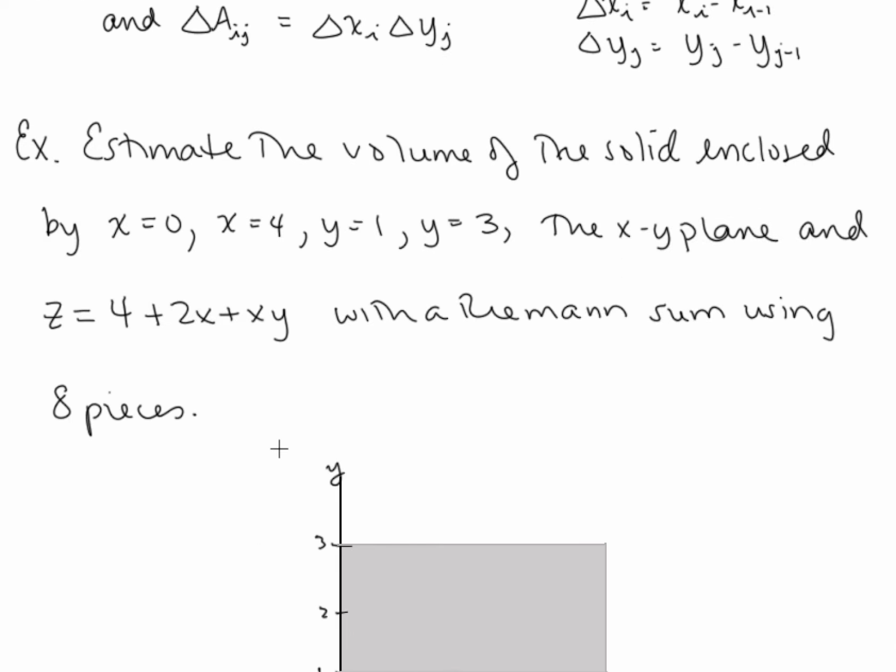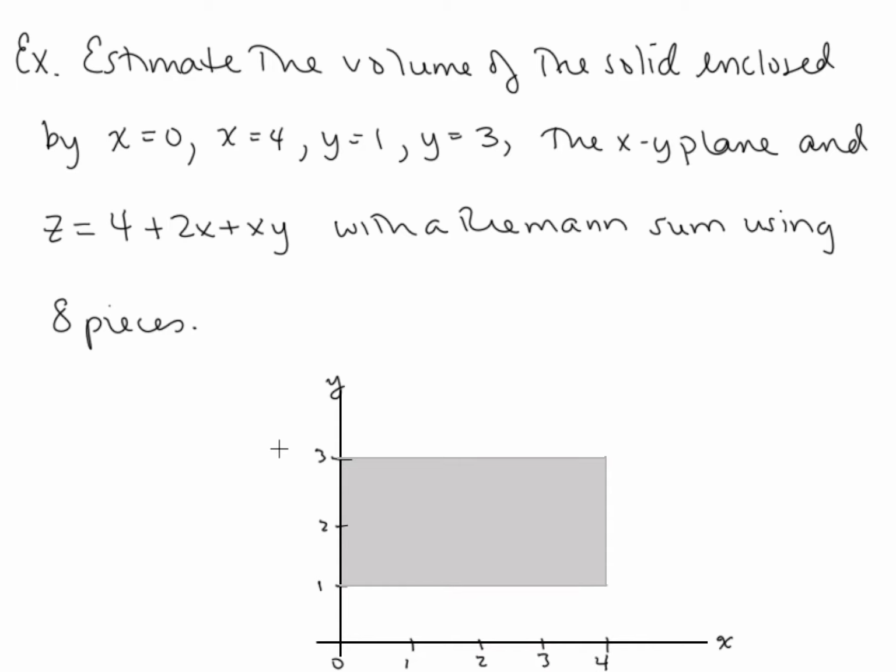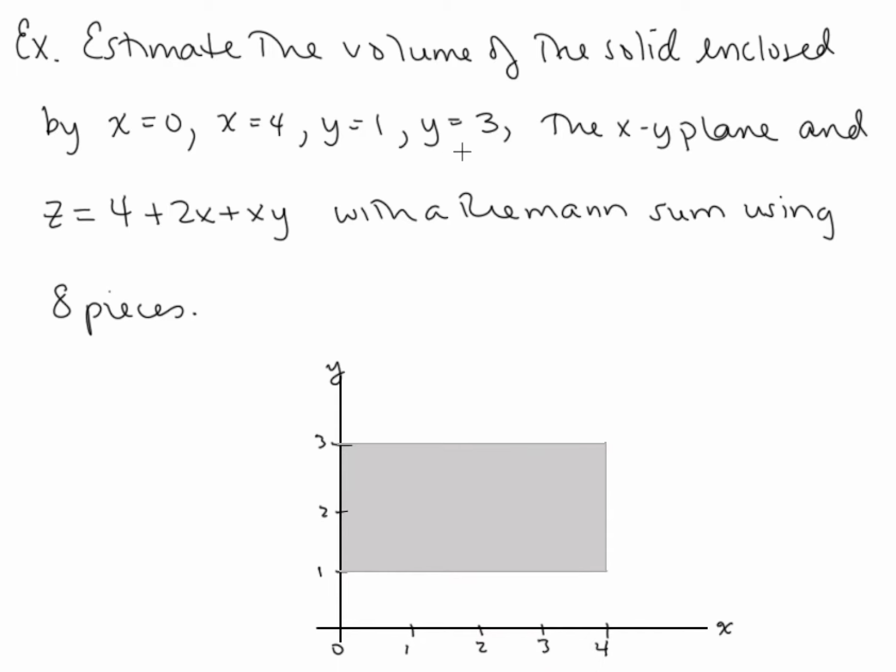Estimate the volume of the solid enclosed by x equals 0, x equals 4, y equals 1, y equals 3, the xy plane, and z equals 4 plus 2x plus xy with a Riemann sum using 8 pieces. So they're telling us to do the Riemann sum with 8 pieces.